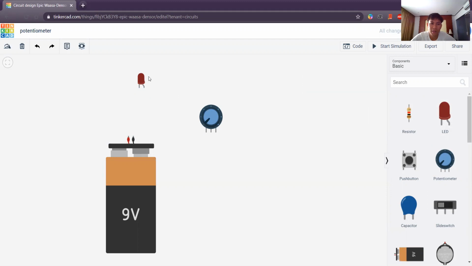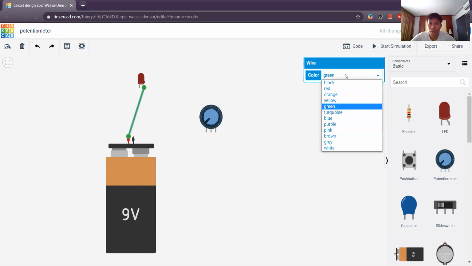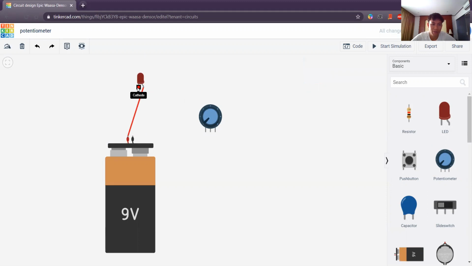So basically LED lights have two legs. The shorter one is the negative, and the longer one is the positive leg. We need to connect the longer leg to the positive so that it's correctly connected, and the shorter one is negative. And when we start to simulate this circuit, this will give us the result.